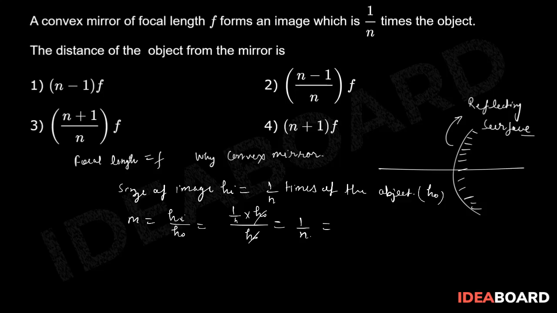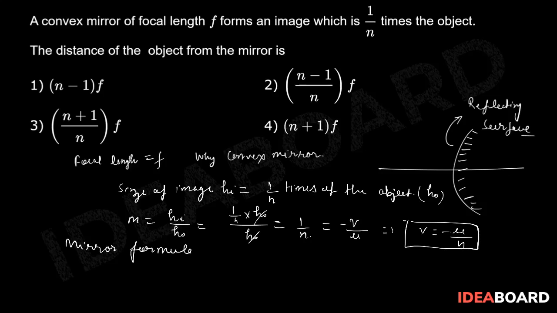And we know that magnification is equal to minus v upon u for mirrors. So we can have a relation between u and v, that v is equal to minus u by n, right? Now they are asking the distance of the object from the mirror, so it's better to have v with u. Now we can apply mirror formula, which is 1 upon f is equal to 1 upon v plus 1 upon u.